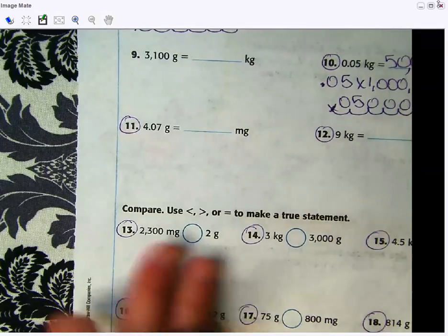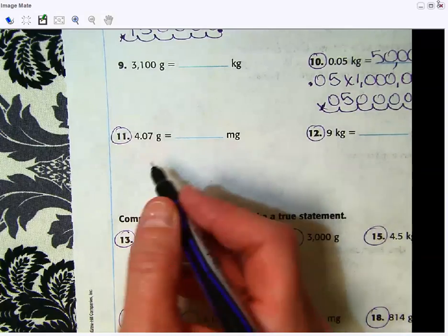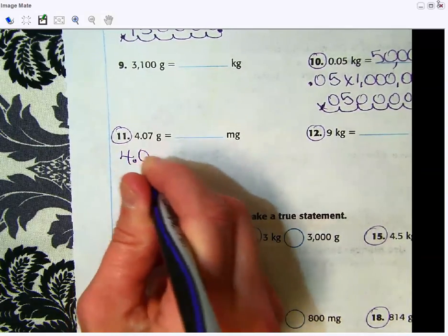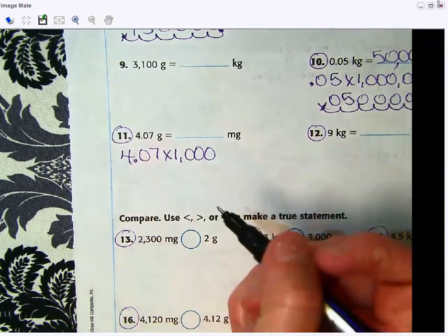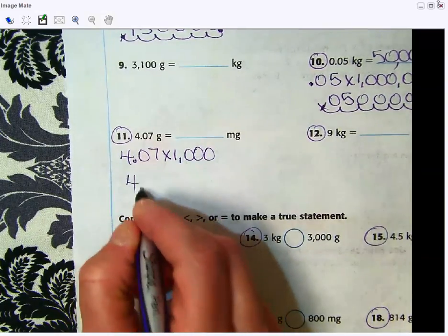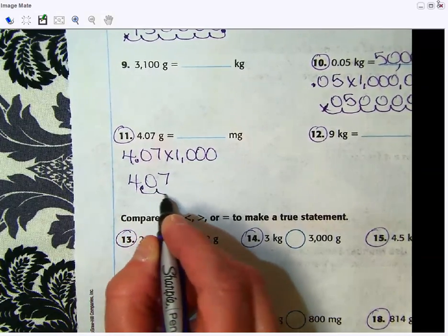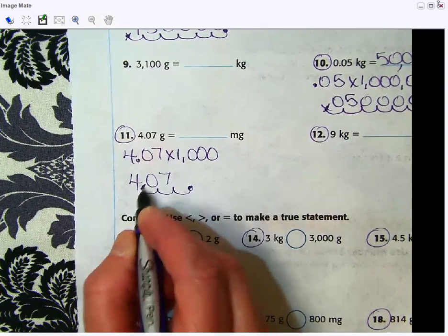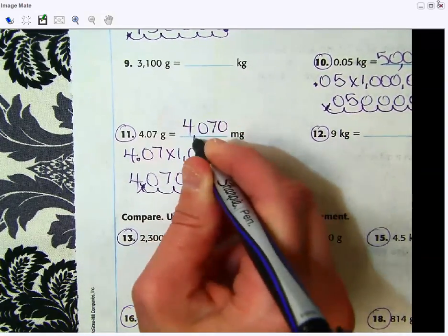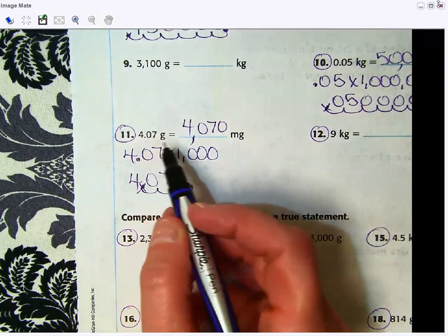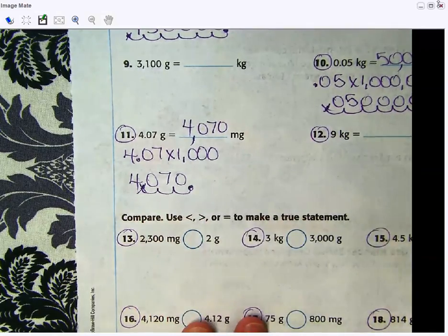Number 11, going from grams to milligrams. So again, we are going to multiply by 1,000 because there are 1,000 breadcrumbs in one paperclip. Rewrite it to move 3 times. 1, 2, 3. Add that 0. So 4 7/100 grams is equivalent to 4,070 milligrams.